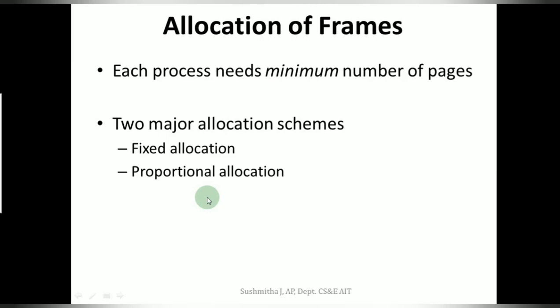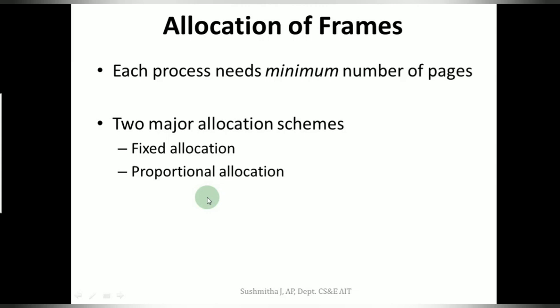Now proportional allocation has something to do with the process size. If I have 3 processes, let me say P1, P2 and P3. Process P1 is of size 1 MB, process P2 is of size 5 MB and process P3 is of size 10 MB. Fine. So what happens in fixed allocation? I am allocating the same number of frames to all of them.